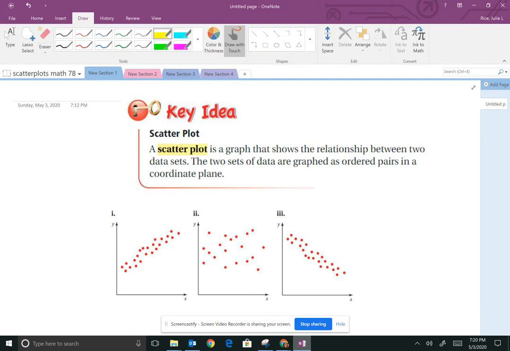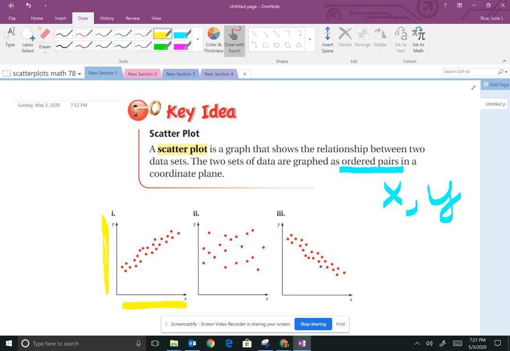So, a couple things there to unpack. First of all, remember an ordered pair is going to be your x comma y. So those are going to be your numbers there. It is a graph that shows the relationship between two data sets. Whatever you're putting on the x is one set of your data, and whatever you're putting on your y-axis is the other set of data.